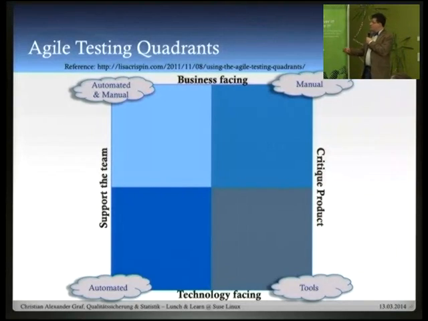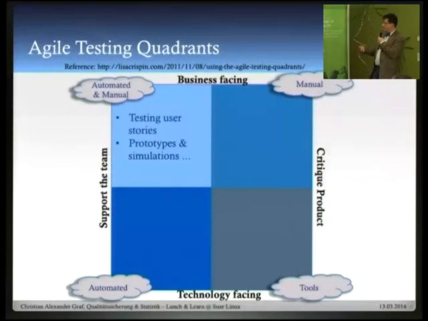Okay. So in this quadrant we would put testing approaches which would be supporting the team and would be business facing. Example: testing user stories. Did you understand the user story properly? You test it, then you guess, is this working? How would a user understand this? Okay, I'd better ask the product owner what that means.